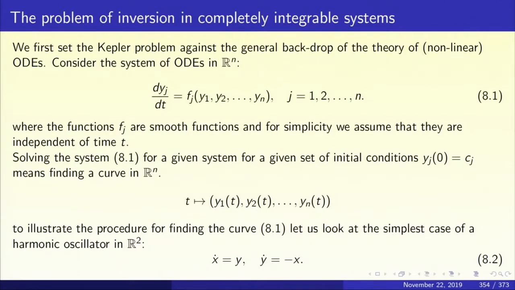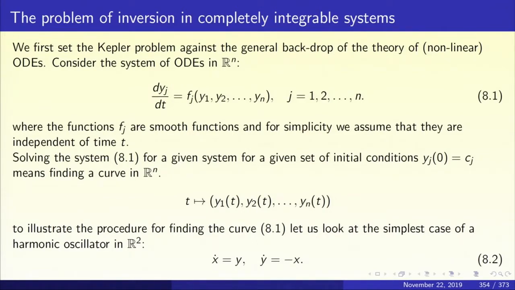So let us consider a system of ordinary nonlinear differential equations in R^n. Equation 8.1 that you see in the slide, dy_j/dt = f_j(y_1, y_2, ..., y_n), j running from 1 to n. In other words, 8.1 is an autonomous system of ordinary differential equations. The time variable t doesn't explicitly appear on the right hand side in the functions f_j. And we are going to assume that the f_j's are smooth functions. And so there is no problem in appealing to the fundamental existence uniqueness theorem of ordinary differential equations.